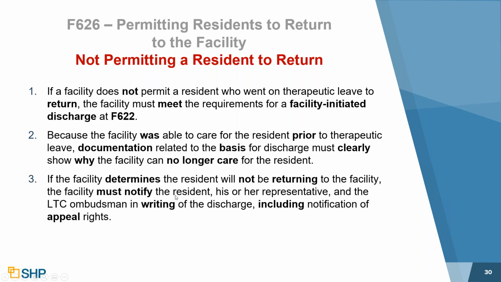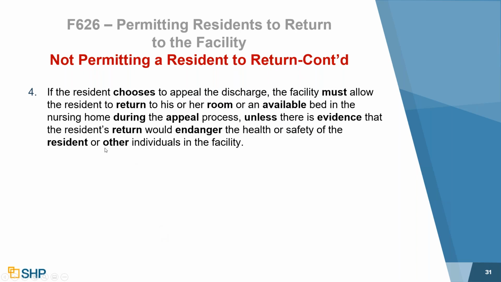If the facility determines that the resident will not be returning, they must notify the resident and the ombudsman in writing of the discharge, including notification of appeal rights. If the resident chooses to appeal the discharge, the facility must allow the resident to return to the room unless there is evidence that the resident's return would endanger the health or safety of the resident or other individuals in the facility. And that goes back to those 6 criteria for the facility-initiated discharges.